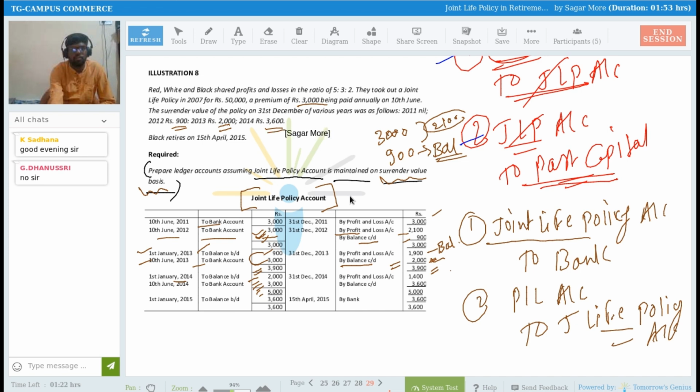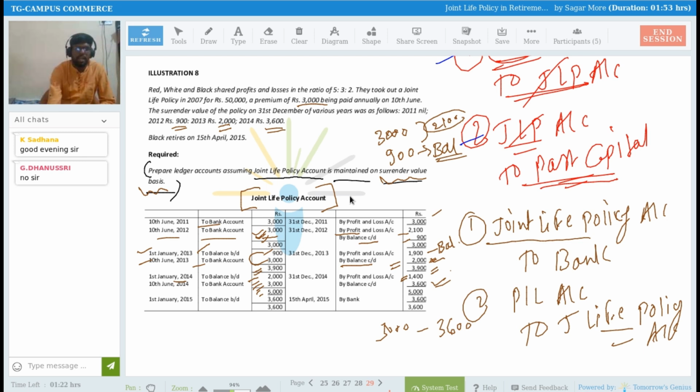See here, in 2014, surrender value is 3600. So that is your balance carried down. So 3000 plus 2000 is 5000. So 5000 minus how much? How much is the surrender value? 3600. So balance is how much? So balance is 1400, that you have to transfer to profit and loss account, right?